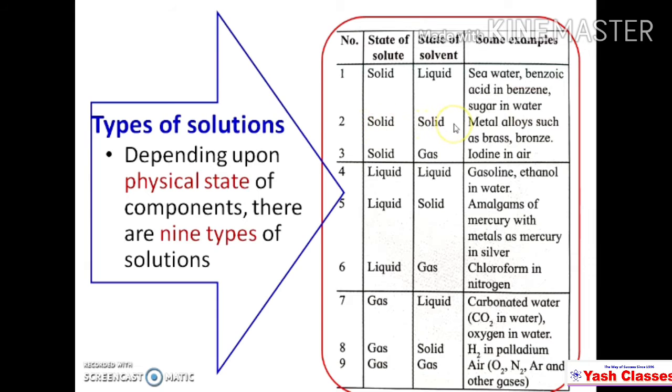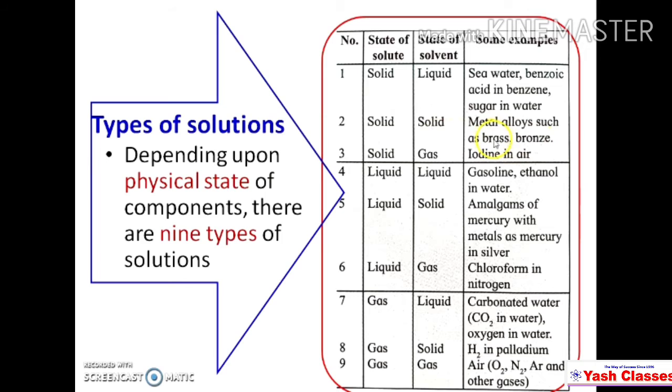Examples of a solid in solid type of solution. Here the solute as well as the solvent both exist in the solid state. Examples: metal alloys, for example brass, bronze.